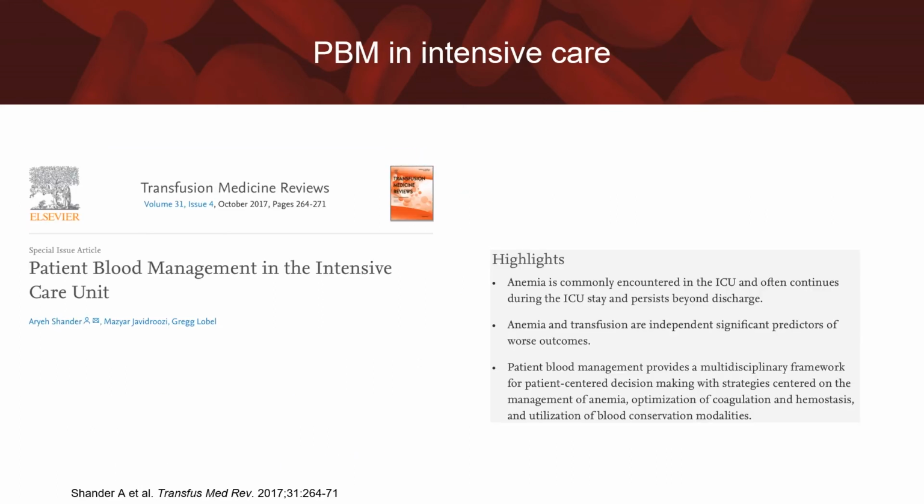In the intensive care unit, patient blood management should play a significant role. Anemia is commonly encountered in the intensive care unit and often continues during the patient's stay in ICU and persists beyond discharge. Anemia and transfusion are independent, significant predictors of worse outcomes. Patient blood management provides a multidisciplinary framework for patient-centered decision-making with strategies centered on the management of anemia, optimization of coagulation and hemostasis, and utilization of blood conservation modalities.